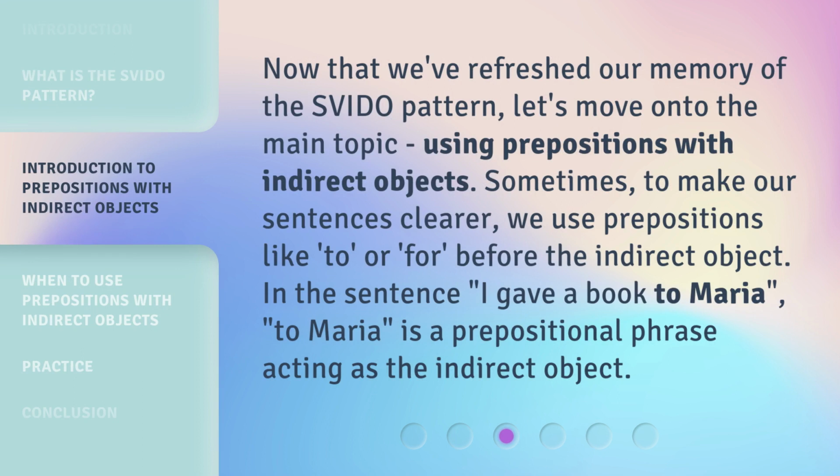Now that we've refreshed our memory of the SVIDO pattern, let's move on to the main topic, using prepositions with indirect objects. Sometimes, to make our sentences clearer, we use prepositions like "to" or "for" before the indirect object. In the sentence "I gave a book to Maria," "to Maria" is a prepositional phrase acting as the indirect object.